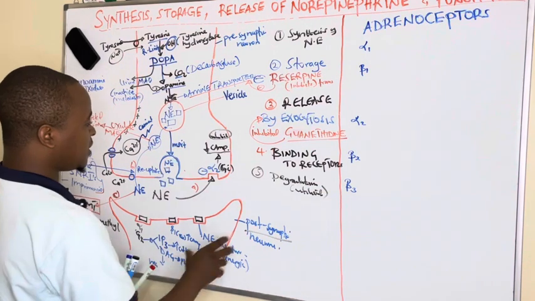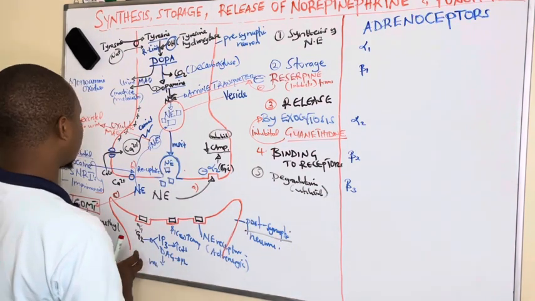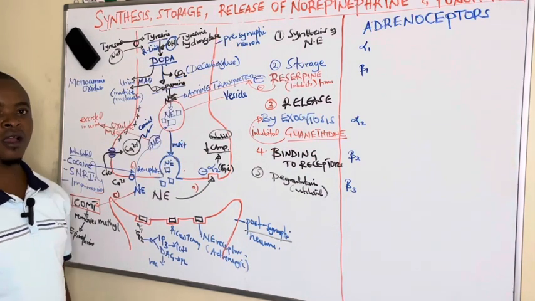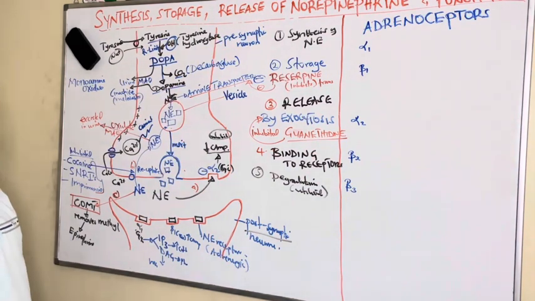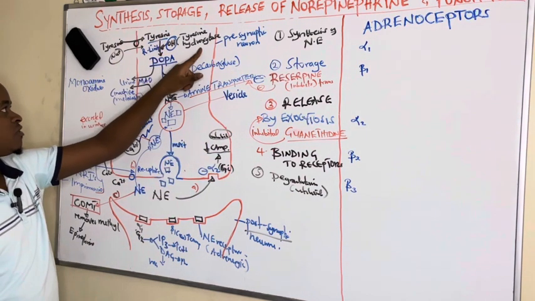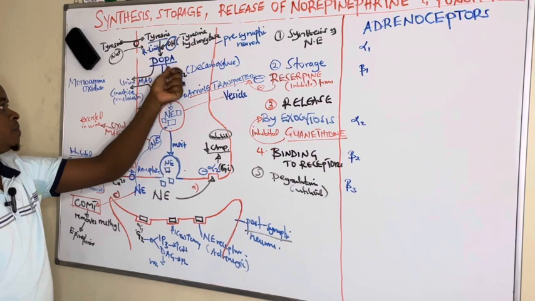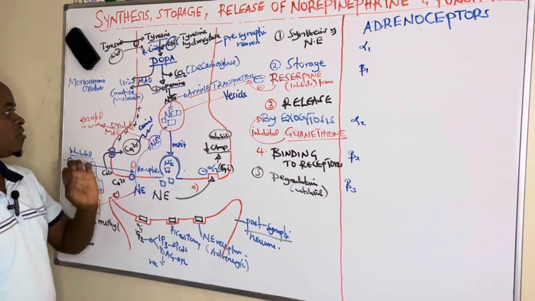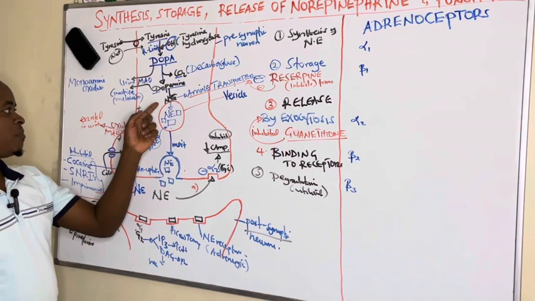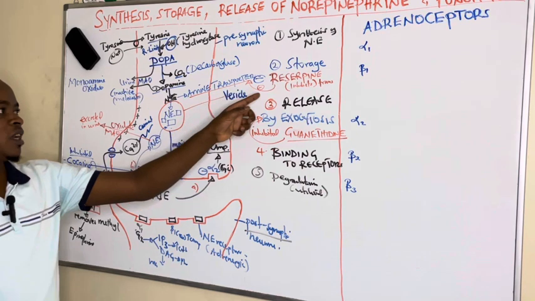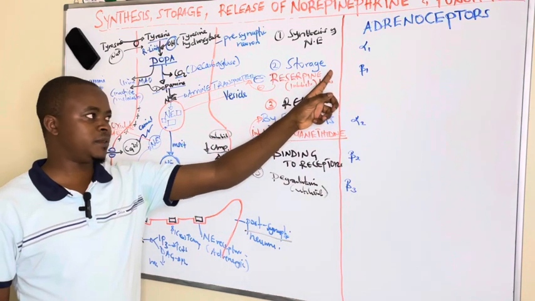So after seeing degradation, this marks the end of synthesis, storage, and release of norepinephrine. We have seen synthesis, whereby we need tyrosine hydroxylase to form DOPA, and then DOPA is decarboxylated to dopamine, which is converted to norepinephrine, and this norepinephrine is transported inside the vesicle by amine transporters, which are inhibited by reserpine.